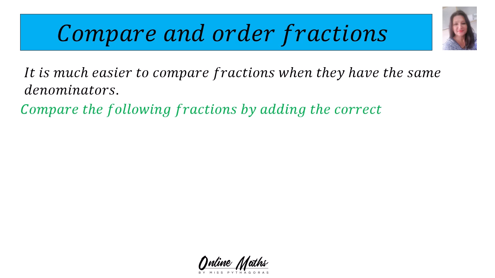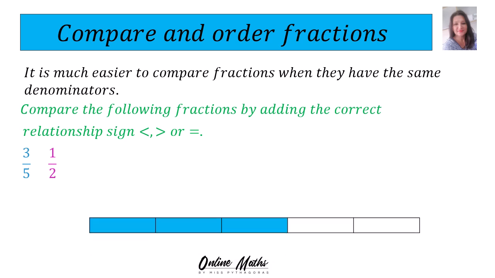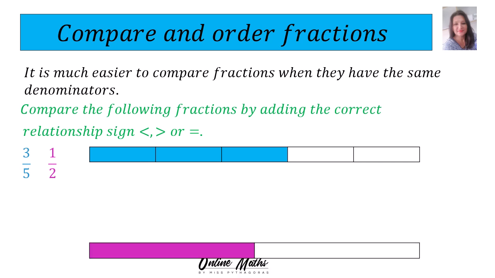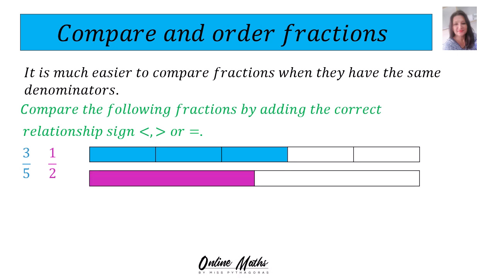And here's the question. Compare the following fractions by adding the correct relationship sign, and that's either smaller than, greater than, or equals. And here's the sum. 3/5 and a half. So you always read from left to right, and now you have to decide, is 3/5 smaller than, greater than, or equal to a half? Now here is a representation. The top one is the 3/5 and the bottom one, the purple one, is the half. And it's very clear that the 3/5 is greater than, bigger than a half.